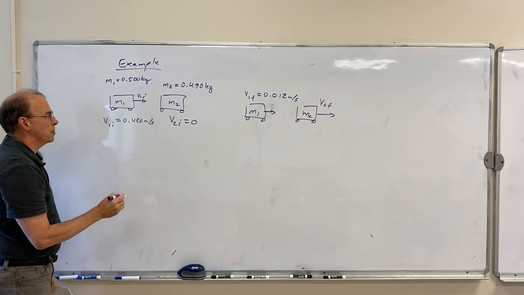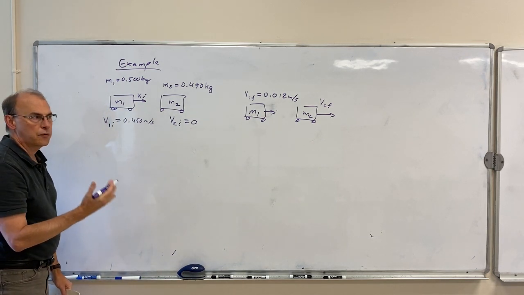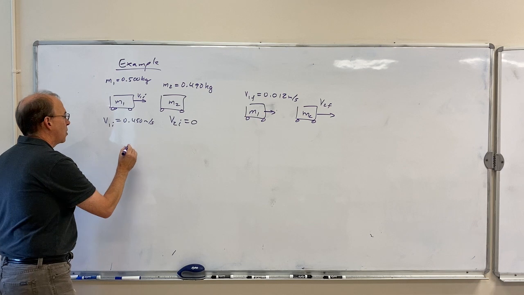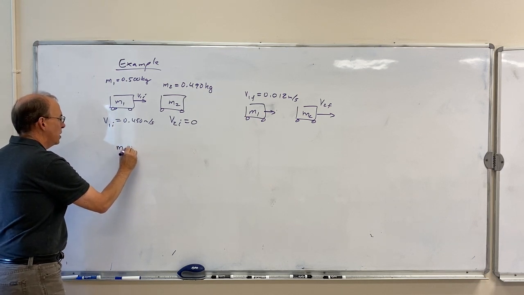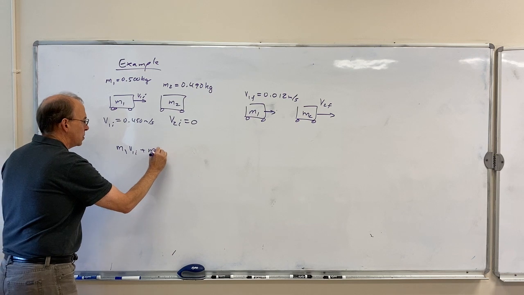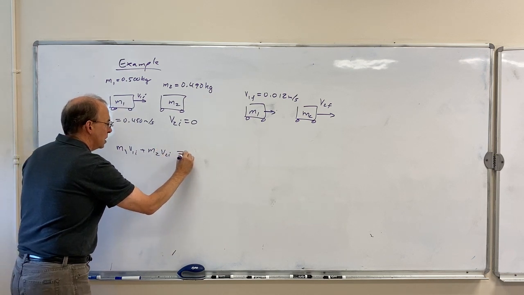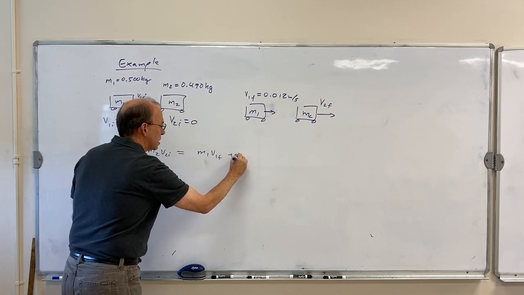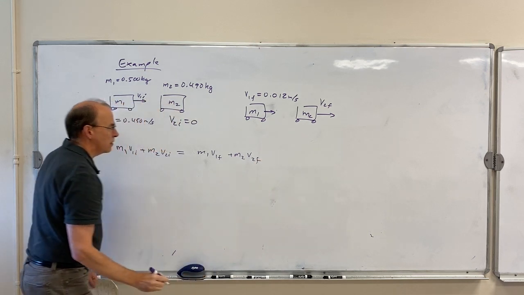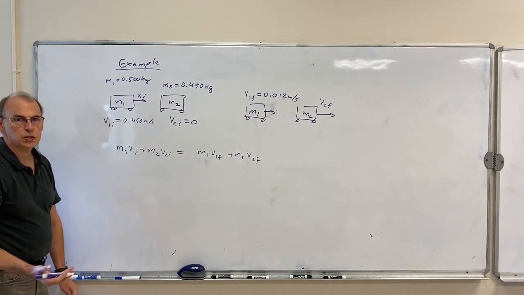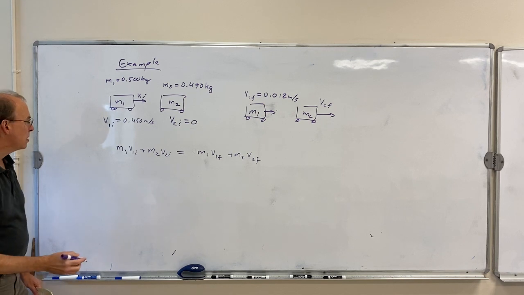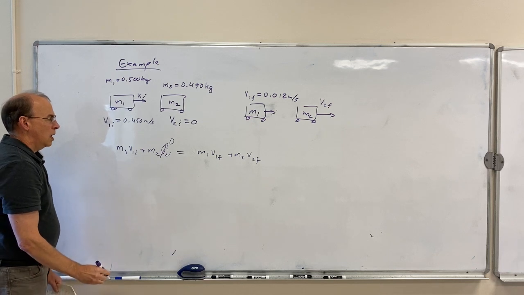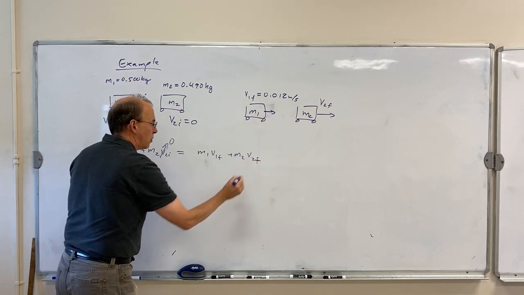The law of conservation of momentum says that if we add up all the momenta before the collision, it has to equal what we get if we add up all the momenta after. So all the momenta before is M1 V1 initial plus M2 V2 initial, equals M1 V1 final plus M2 V2 final. That's all of the momenta. Plural of momentum is momenta, not momentums. Notice V2 initial was 0. V2 final is what I wanted to solve for.